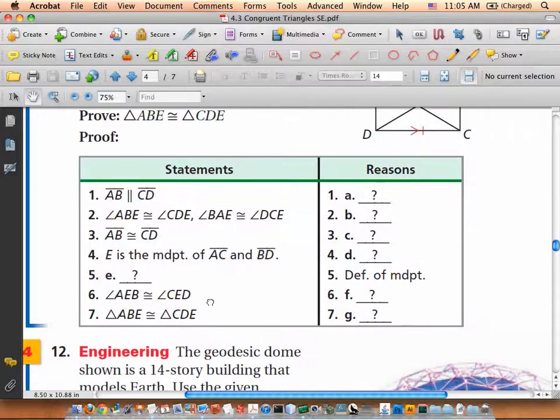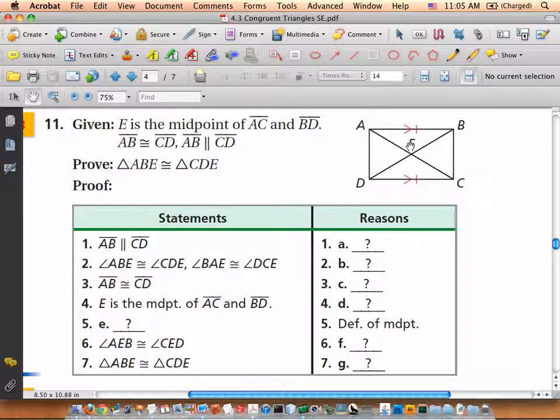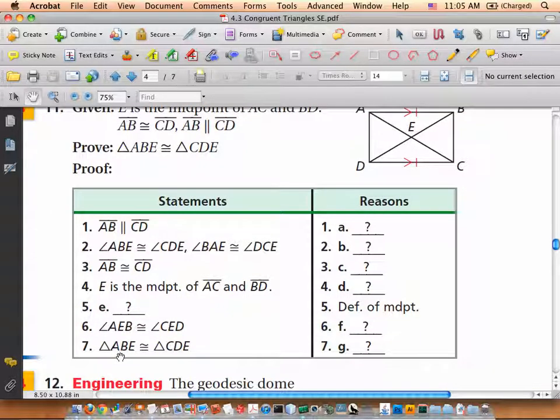How do I know that AEB, where my hand is right here, how do I know that this angle is congruent to this angle? That's 6F, vertical angle theorem. And now that you have all of these congruent, we can now say that triangle ABE is congruent to CDE because all of the corresponding angles are congruent. This is what goes in 7G. All the corresponding angles are congruent and all the corresponding sides are congruent. And that's what makes them congruent.